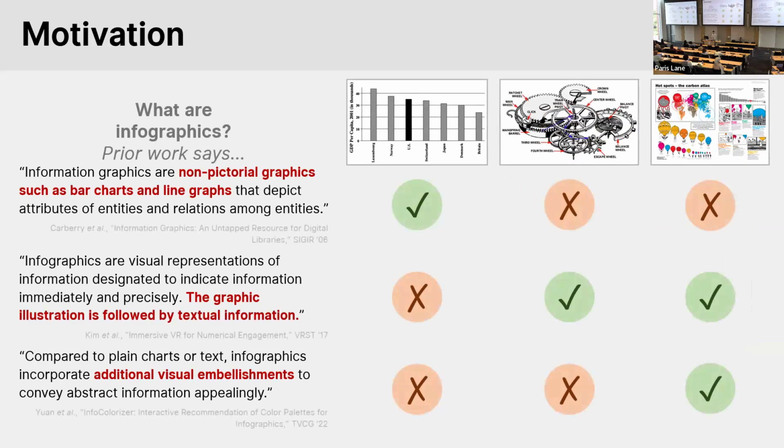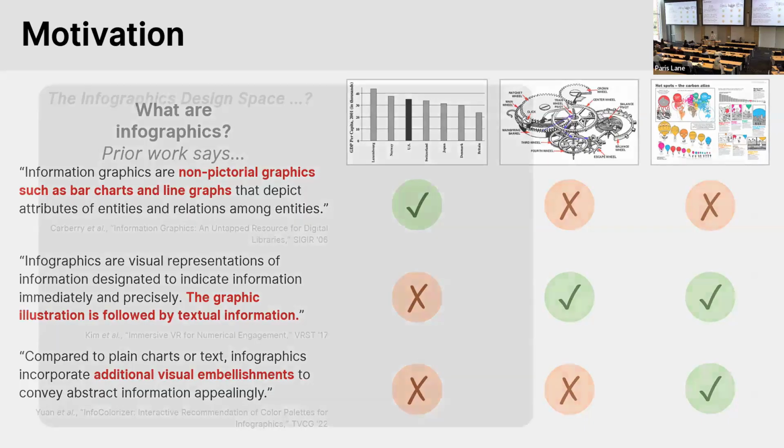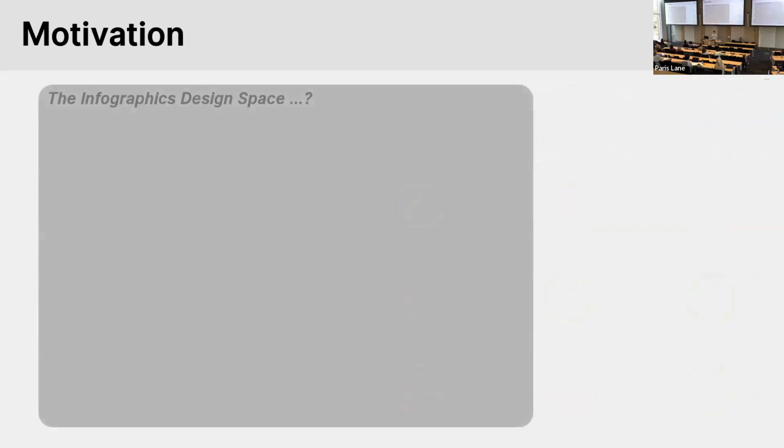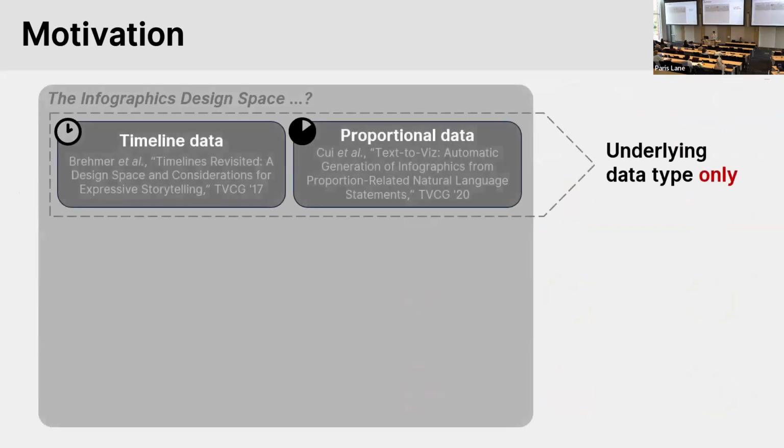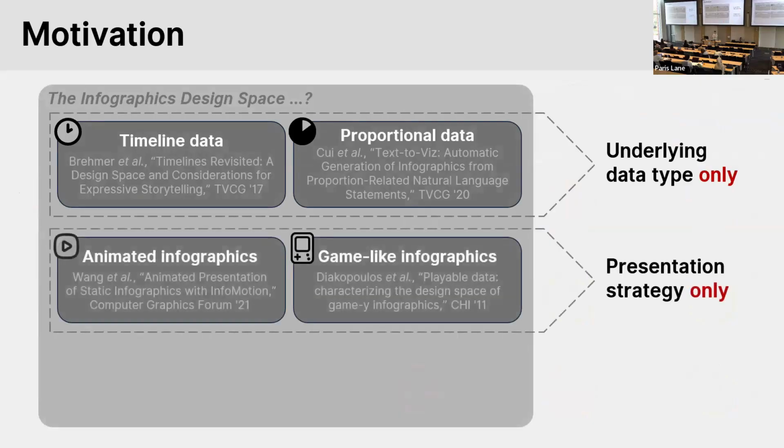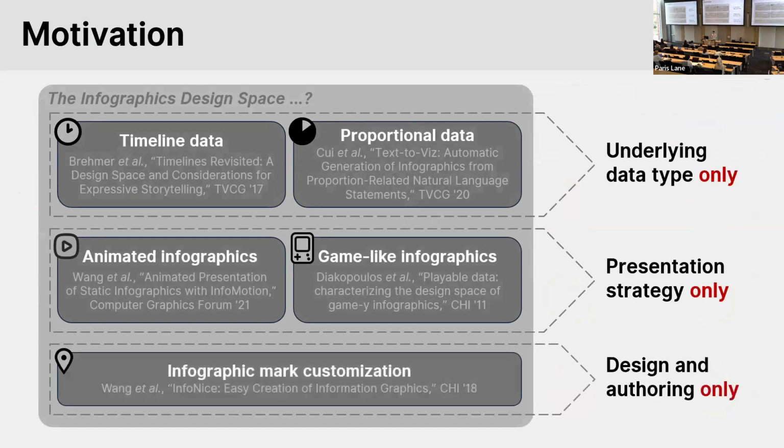In order to figure out why people are making such confusingly diverse comments regarding infographics, we decided to look for some papers that can explain the design space of infographics. Unfortunately, almost all papers that we could find have already reduced their scope to a certain subset of infographics. For example, some would exclusively use timeline or proportional data, while others would employ animation and gamification as specialized presentation strategies. Yet another paper, despite looking at infographics in general, would only explore the customization of data marks instead of all dimensions of their authoring and design.